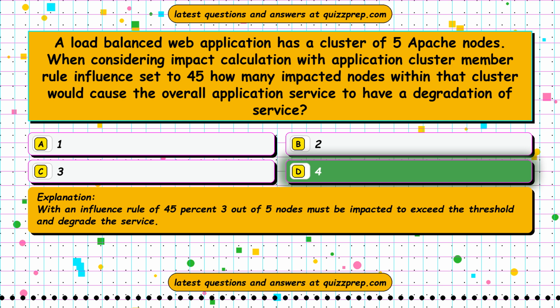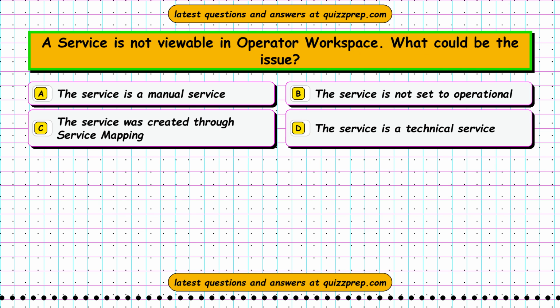the service. Question 70. A service is not viewable in operator workspace. What could be the issue? Option A. The service is a manual service. Option B. The service is not set to operational. Option C. The service was created through service mapping. Option D. The service is a technical service.